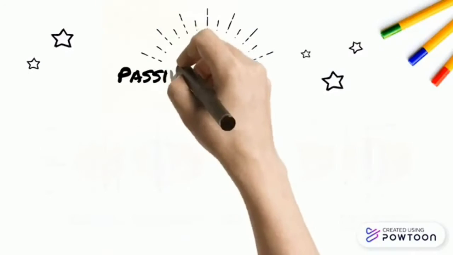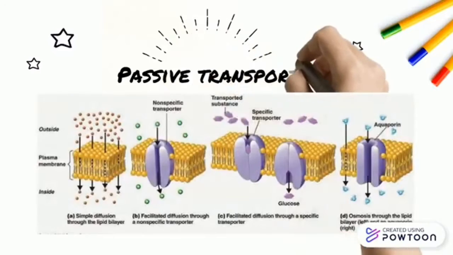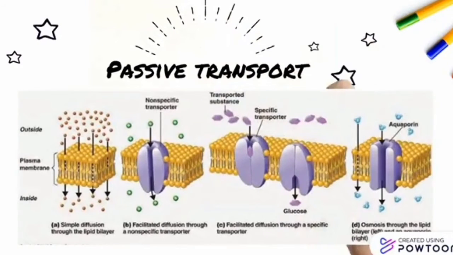What is passive transport? It is a process by which an ion or molecule passes through a cell wall via a concentration gradient, from an area of high concentration to a low concentration. Basically, passive transport gives an ion or a molecule room to breathe.